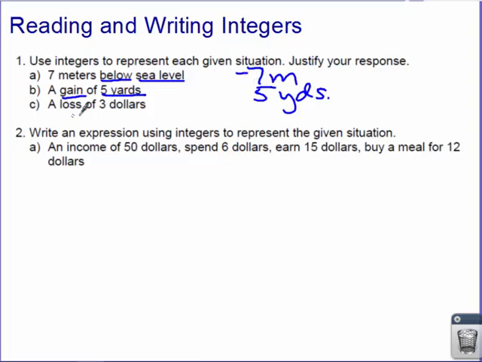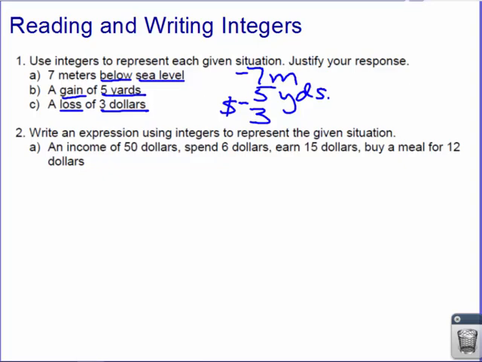And then C, a loss of $3. So $3 is our amount, it's our dollar. Okay? But then loss is a word that represents negative. So this would be negative $3. And that's how we read and write integers. Now today what I'd like us to focus on though is adding and subtracting, or just adding integers.